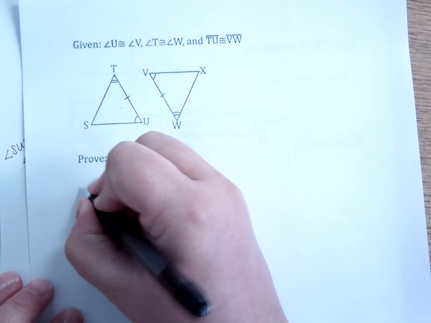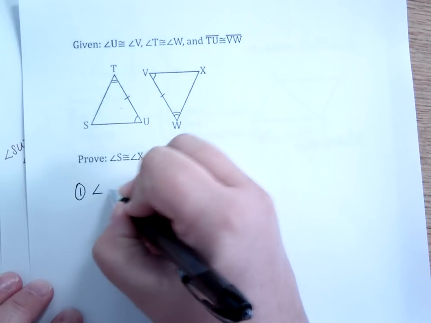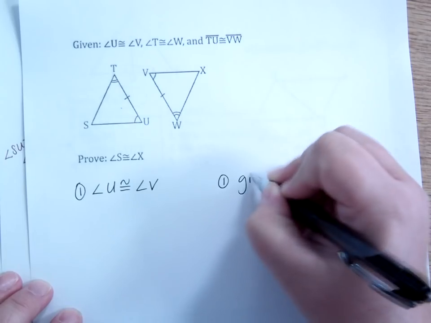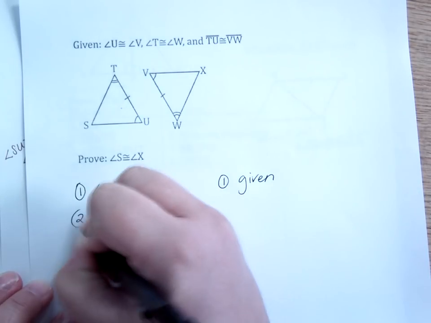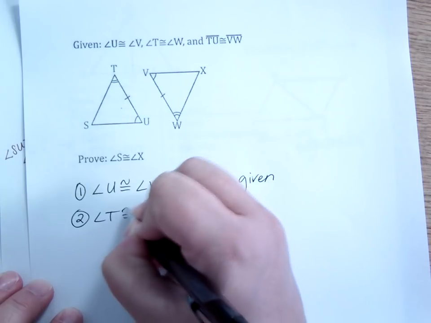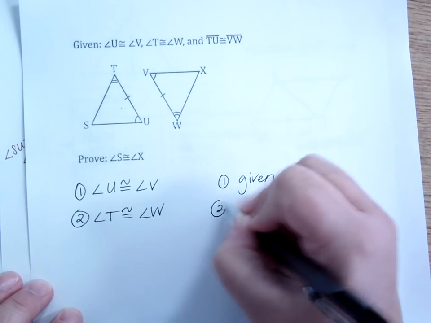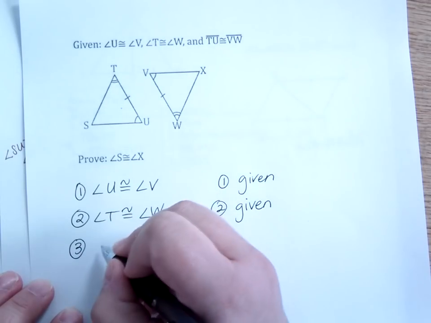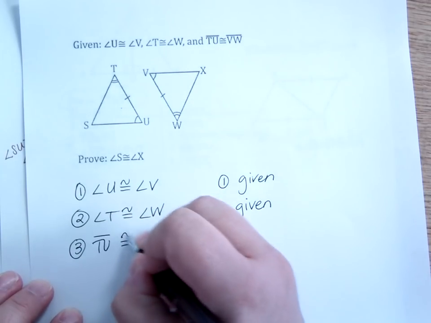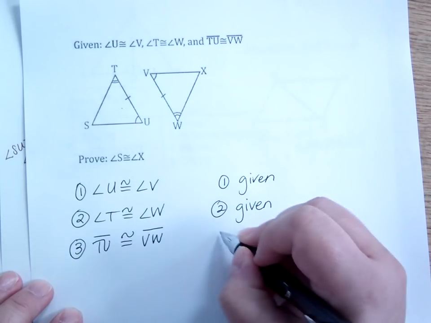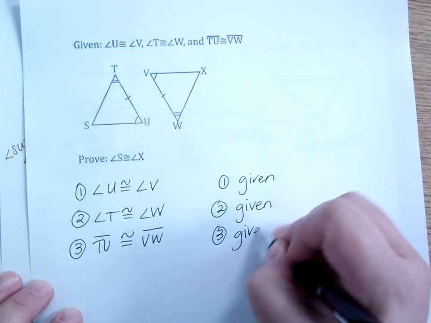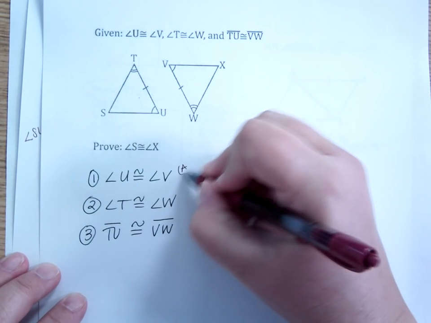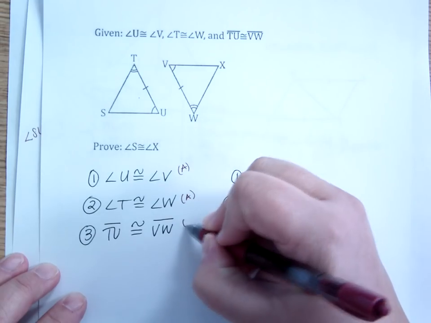So I'm going to say, let's just go ahead and list them one at a time. I know that pair of angles is congruent because that's given. I know this pair of angles is congruent because it's given. And I know that the pair of sides here, TU, is congruent to VW because that's also given. Now let's just stop for a second and recognize what we have. We have a pair of angles, another pair of angles, and a pair of sides.